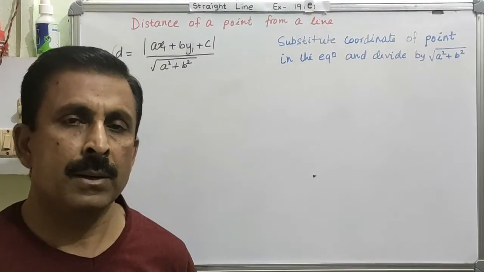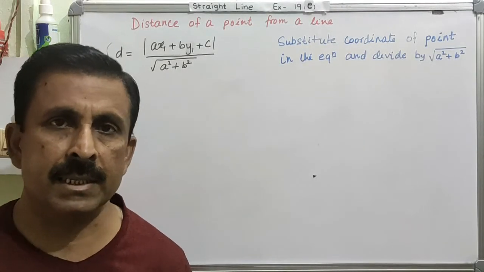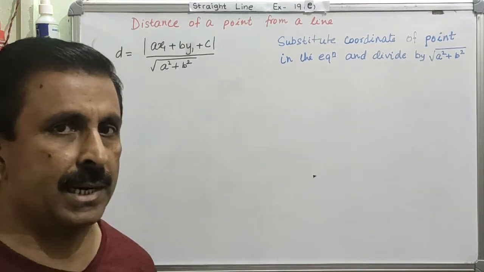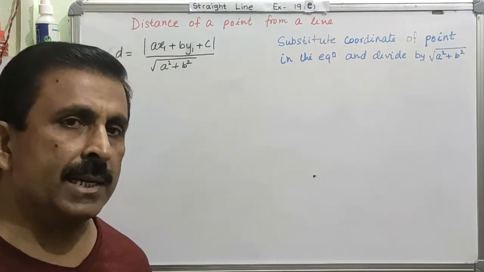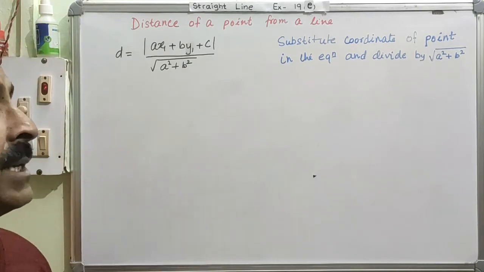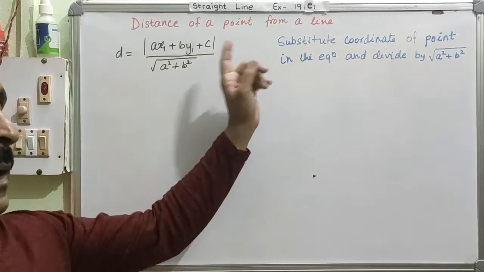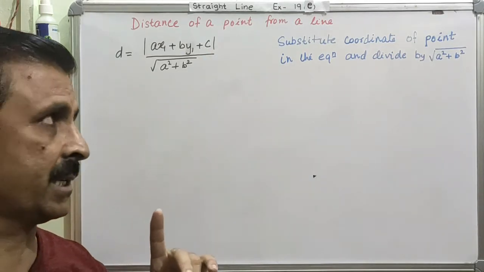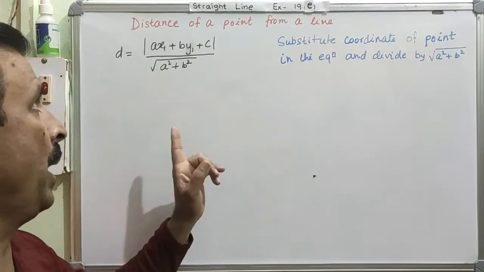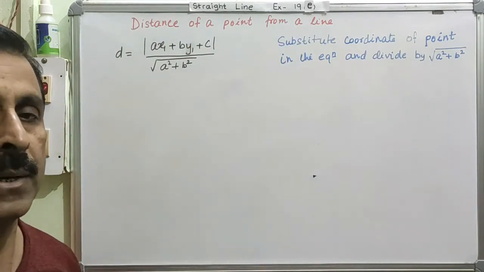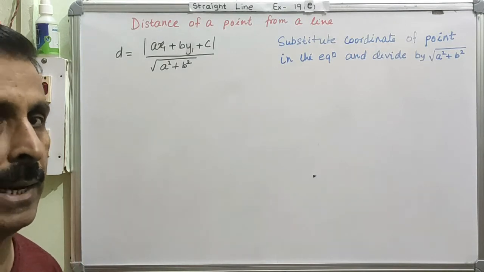Good morning. Today we are going to start exercise 19E of a straight line. In this exercise, the type 1 question we are going to see is to calculate the distance of a point from a line. Here we will get two types of questions in this exercise. So this is type 1, where we will be calculating the distance of a point from a line.